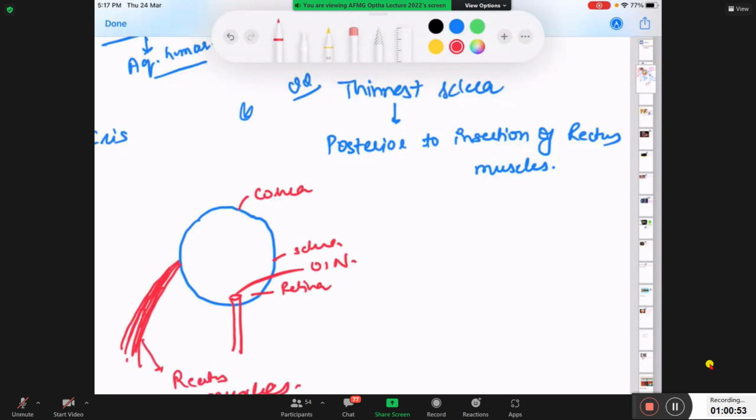So if they ask you what is the location of the thinnest part of the sclera, the answer will be it is just posterior to the insertion of rectus muscle. Okay, so just posterior. You have to remember this word posterior. They will ask you anterior, posterior. So it is not anterior to insertion of recti. It is just posterior to the insertion of recti muscle, somewhere here. This is the location of your thinnest part of the sclera. This much is clear? Yes or no in the chat box right now.